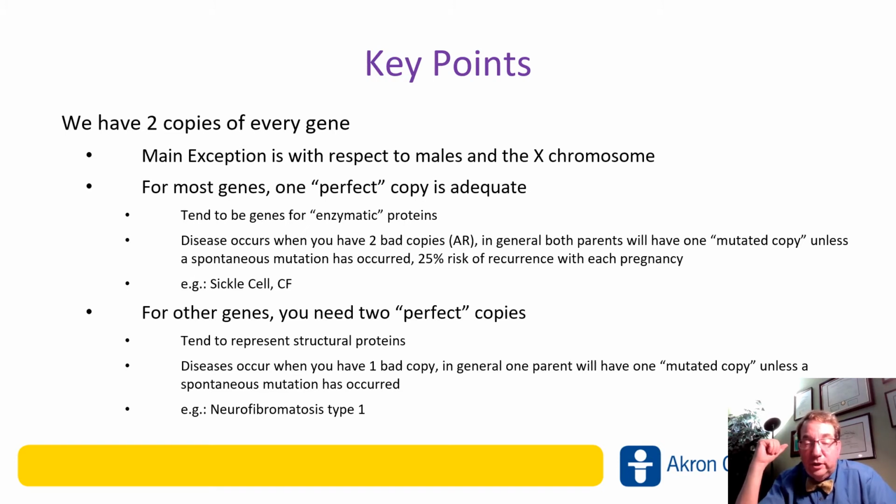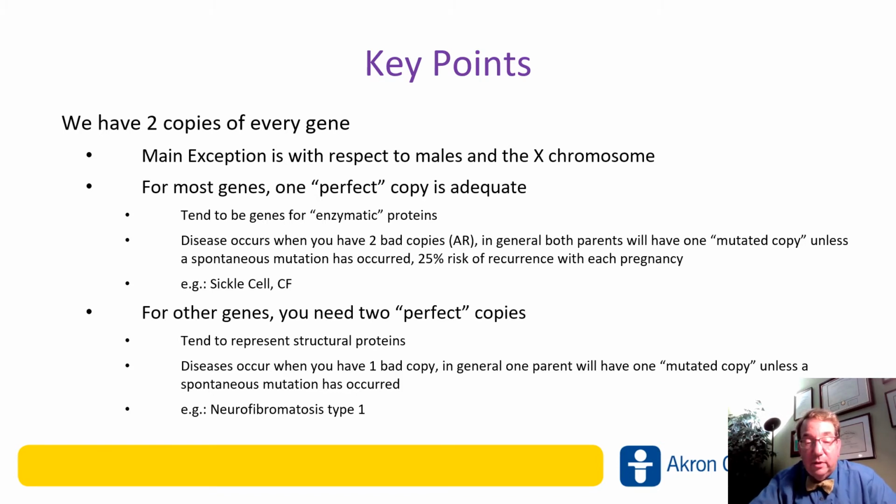For other genes, you need 2 perfect copies to have a healthy existence. These tend to represent genes that form structural proteins in the body, and diseases can occur when you have 1 mutated copy. In general, one of the parents will have a mutated copy and be symptomatic as well, although spontaneous mutations occur, and you can have a situation where neither parent has the disorder, but the child actually has the disorder.